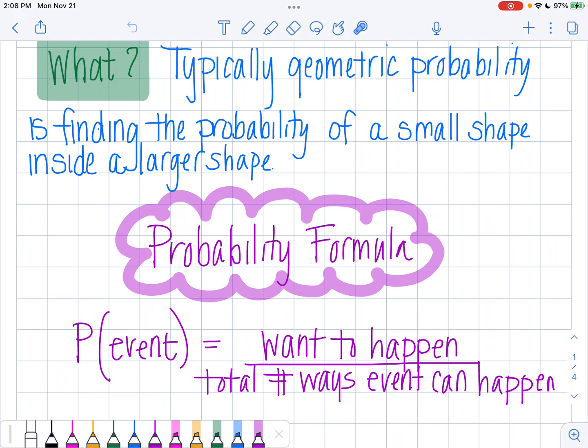So when I'm finding the probability of an event, what I want to happen goes on the top of my fraction. And then on the bottom is the total number of ways that my event can happen overall. And I divide the two and I get a number between 0 and 1.